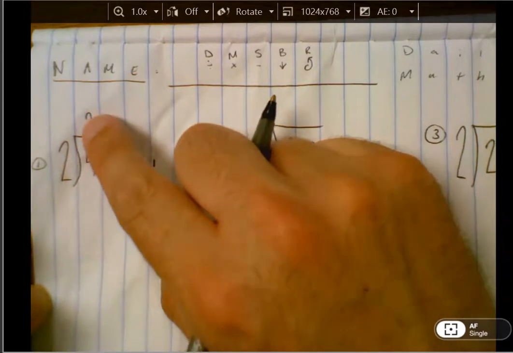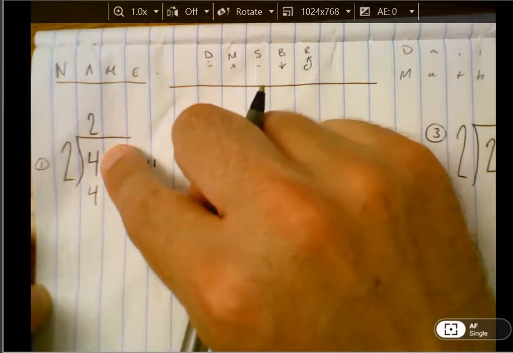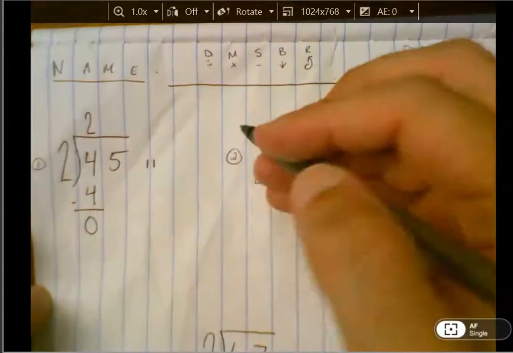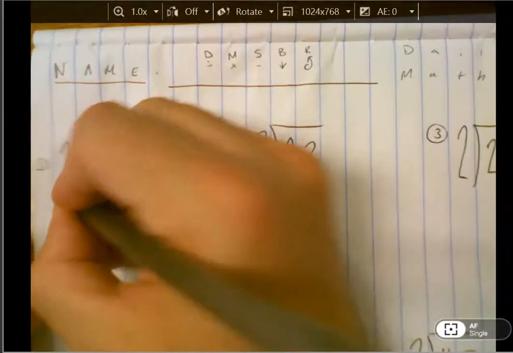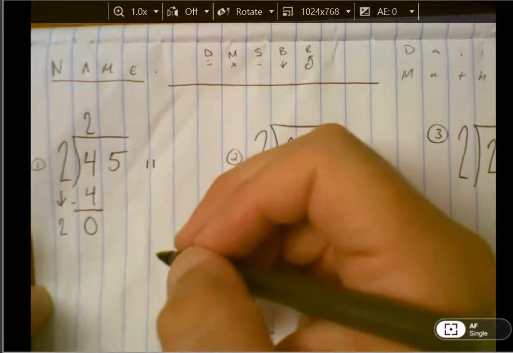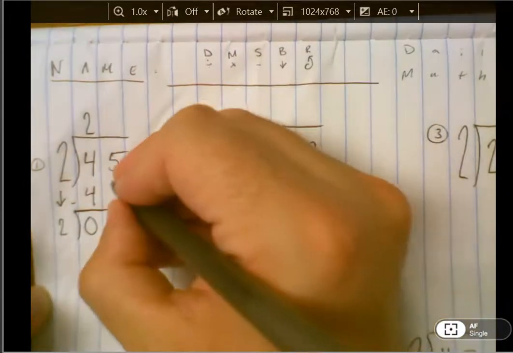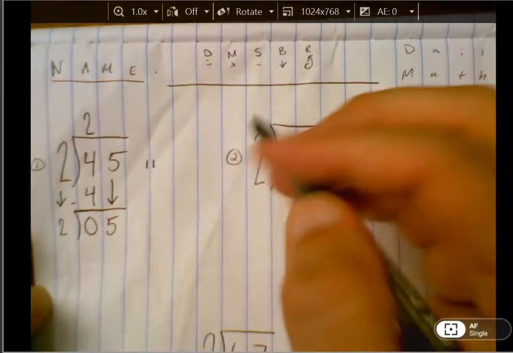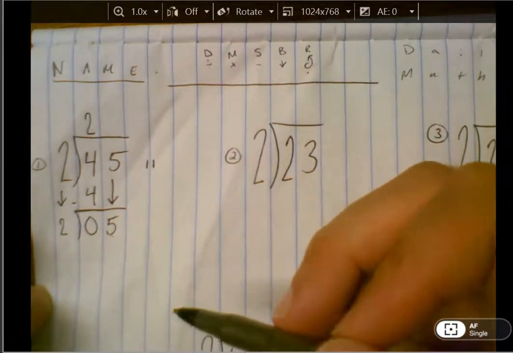I multiply the numbers on the outside. 2 times 2 gets me 4. I'm still only focused on the number in the tens. After I multiply, I subtract. 4 minus 4 is 0. Following subtraction is bringing down. Last week, we learned to bring down the divisor and set up a division bracket. Today, we learned to bring down a piece of the dividend. And then ask ourselves, is 5 my remainder, or do I need to repeat?